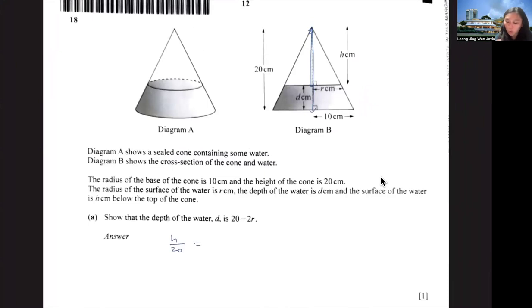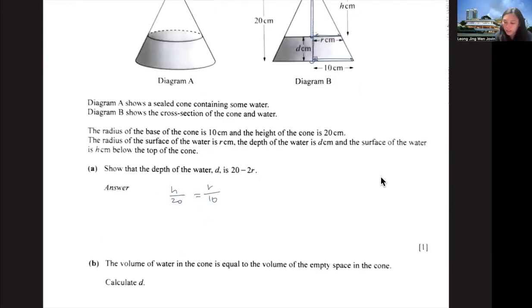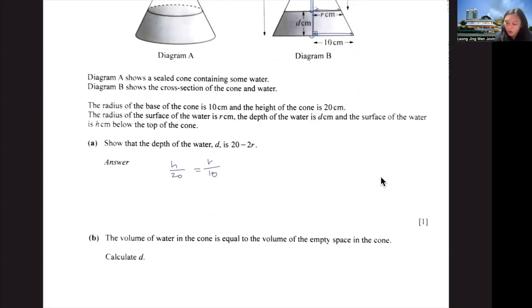This ratio will also be the same as r over 10, right? So r is the small one over here, 10 is the big one over here. So when you compare, it must be the same. It must be the height and the height, the length and the length, and the side and side. So h over 20 equals r over 10. Okay, so let's rearrange my terms. Let's make h my subject for now. I will have to multiply by 20. I want to bring up the 20, it means I multiply up. So 20r over 10 gets me 2r. So h equals 2r.